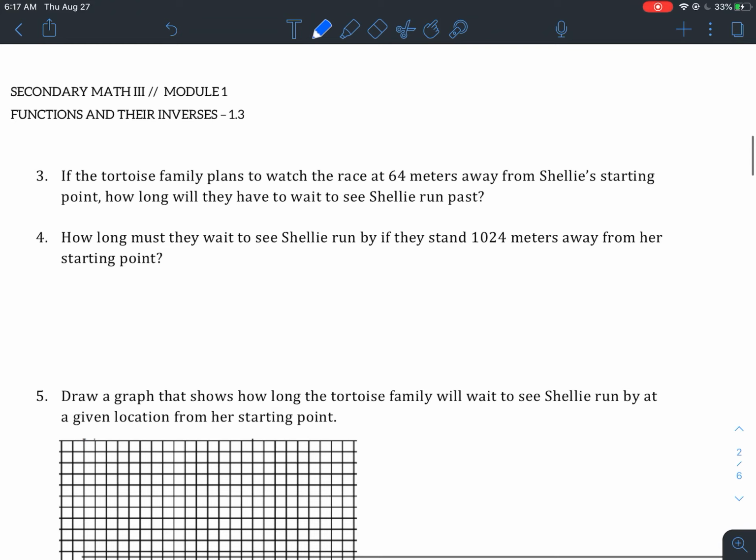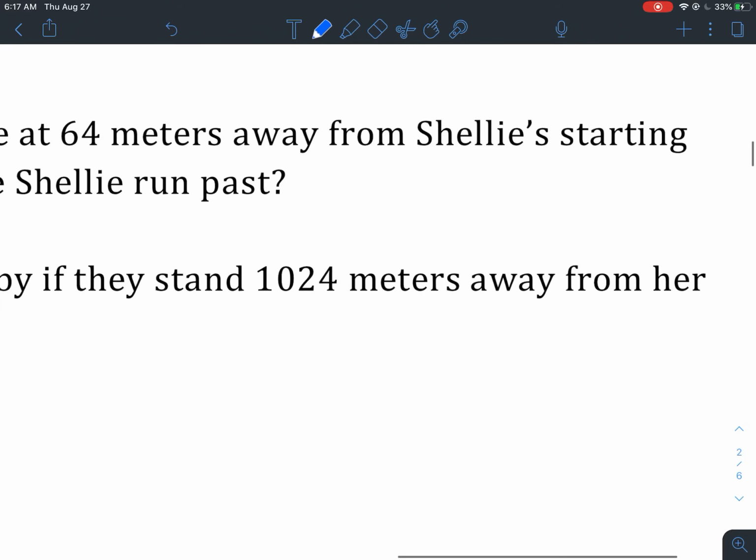All right, so let's go ahead and move on to number 3. It says, if the tortoise family plans to watch the race at 64 meters away from Shelley's starting point, how long will they have to wait to see Shelley run past? So for this one, they're asking for us to go backwards. They want the distance to be equal to 64. So we're going to say 64 equals 2 to the power of t.